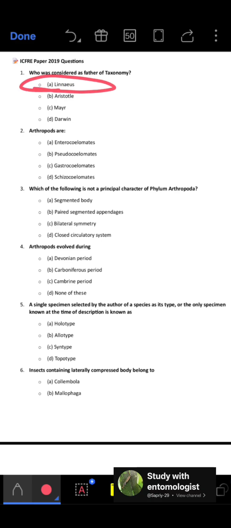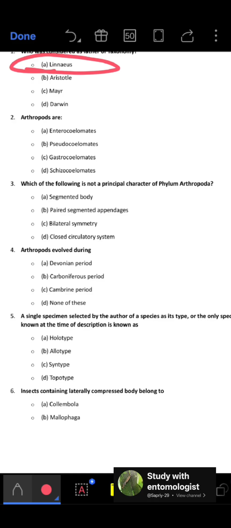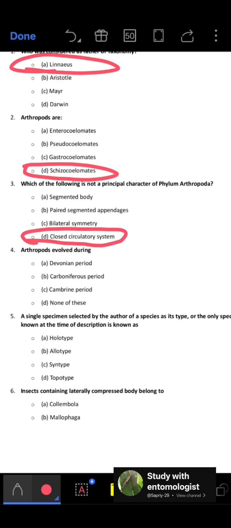Next is, arthropods are schizocoelomates. Option D will be the correct answer. Next is, which of the following is not a principal character of phylum Arthropoda? Segmented body, paired segmented appendages, bilateral symmetry, all are present in arthropods except closed circulatory system.